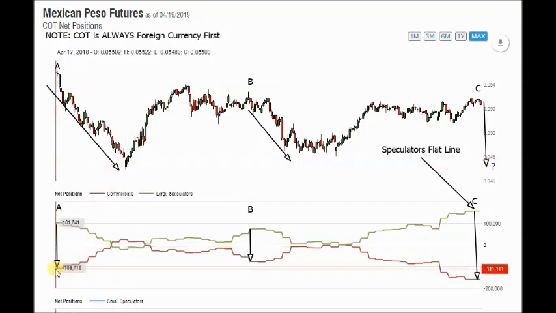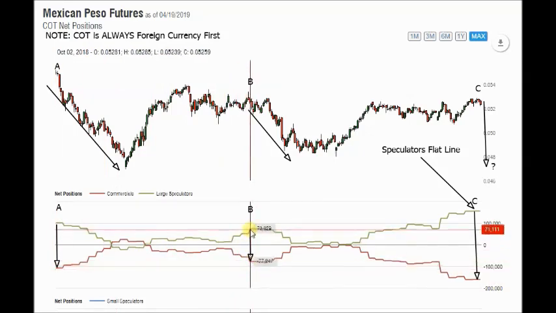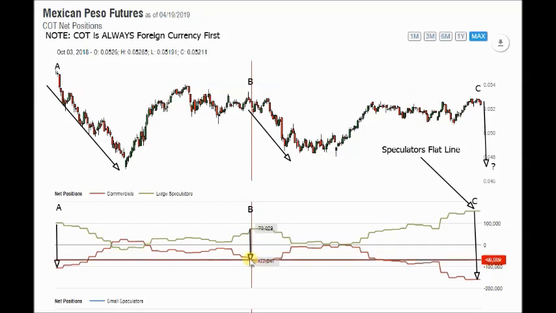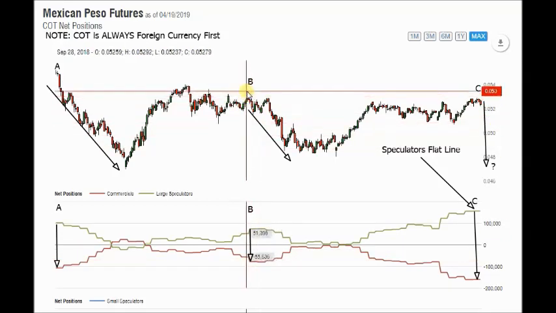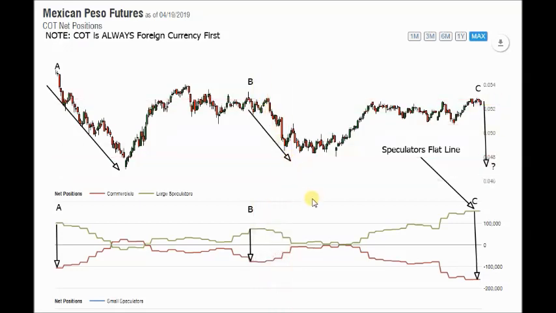Commercials are heavily short against them. And you'll see it here again on B. Speculators go pretty long, not as long as A. Commercials drop short against them. There's the reversal candle, that one there, come down, go up a little bit, then down. And this is a very volatile pair, so those moves, A and B, are pretty reasonable in terms of size. Obviously A is the bigger one.